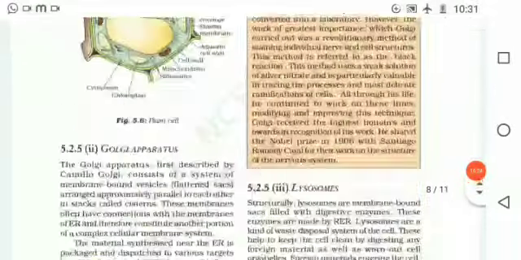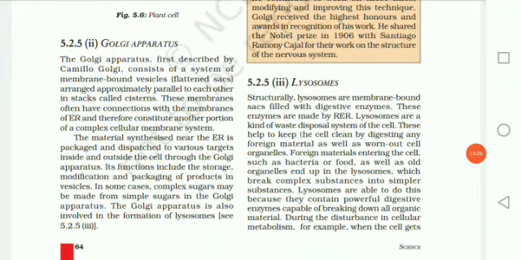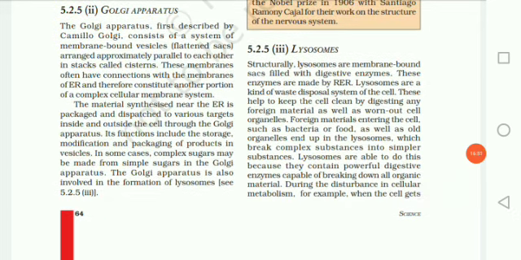So what is a lysosome? A lysosome is called a suicidal bag, and it actually digests any kind of waste, so it is a waste disposal system. It helps to keep the cell clean by digesting foreign materials as well as worn out cell organelles. Foreign materials entering your body, such as bacteria and food, as well as old organelles, end up in the lysosome, which breaks the complex substances into simpler ones. Lysosomes are able to do this because they contain powerful digestive enzymes capable of breaking down all organic material.